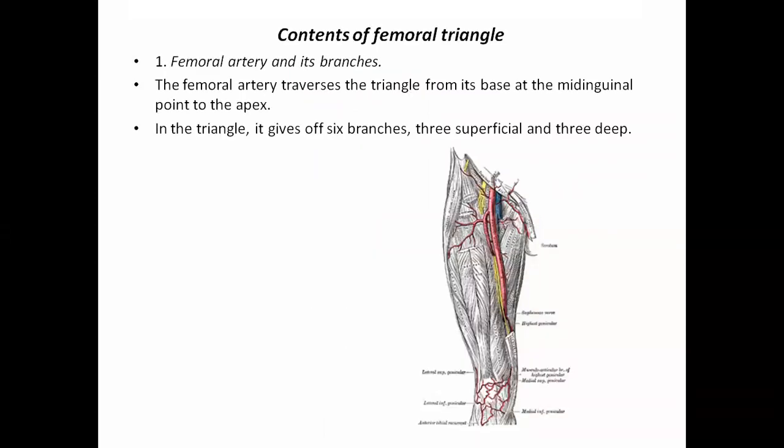In the triangle, the femoral artery gives off 6 branches. Of those, 3 are superficial and 3 are deep. So there are a total of 6 branches of the femoral artery in the femoral triangle. In that, 3 are superficial, 3 are deep.